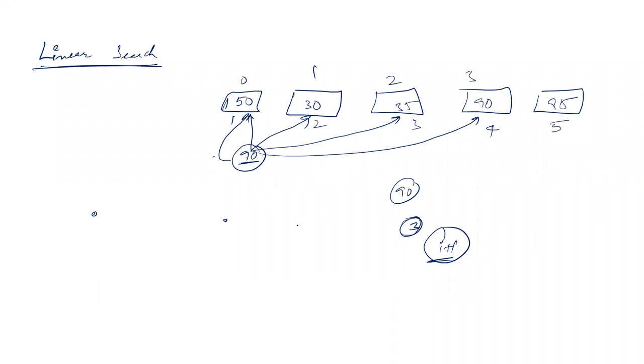We have got the element, so therefore we are going to stop the search. What if the element is present multiple times? Only the first position will be printed, in the linear search itself.